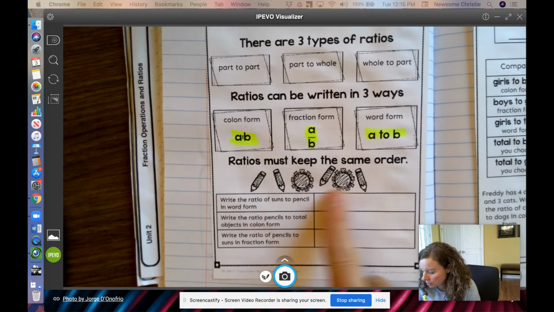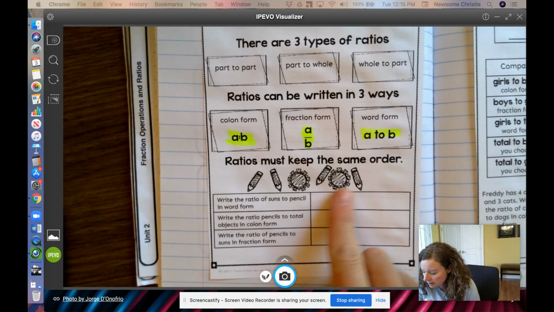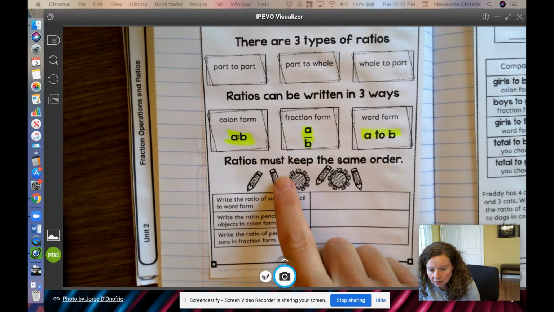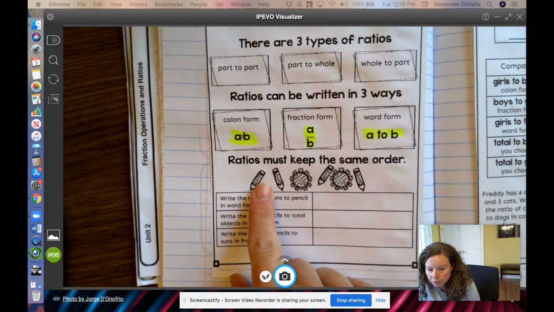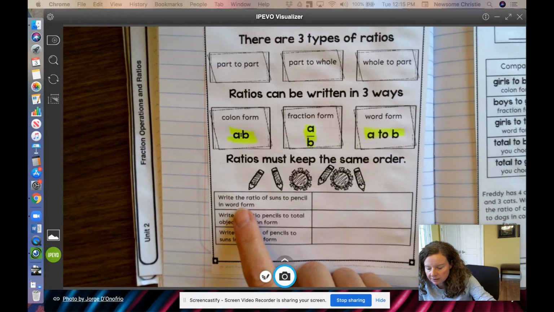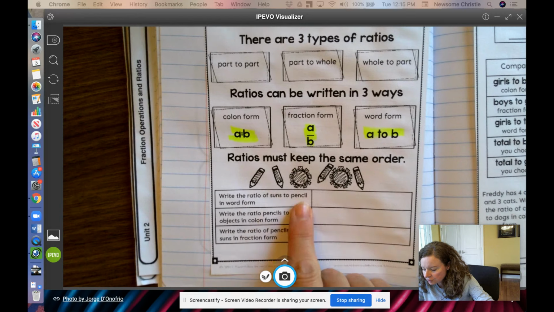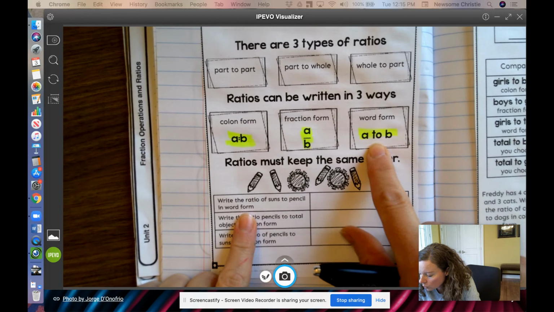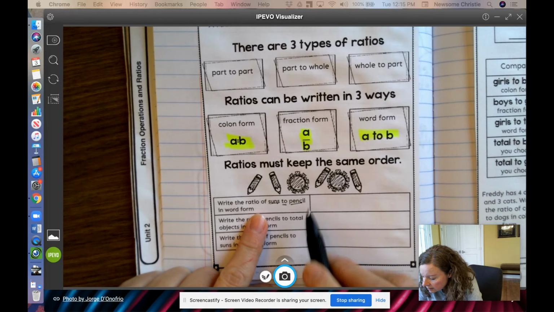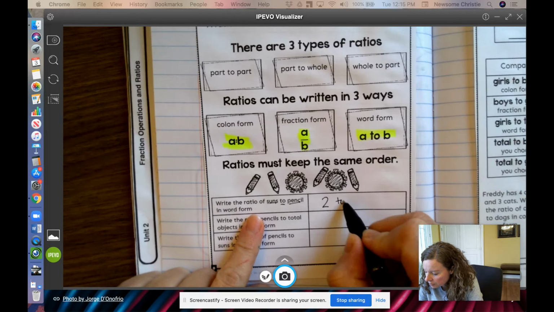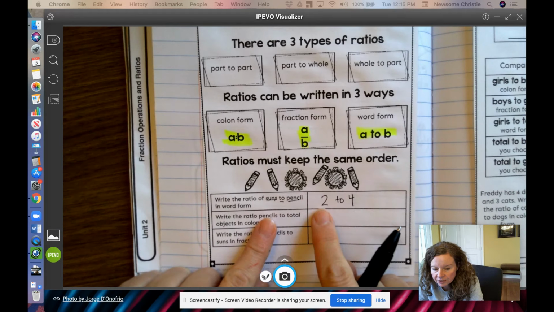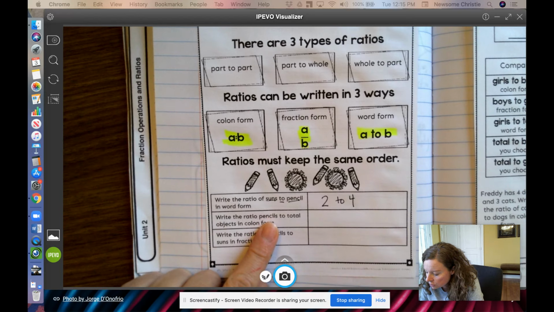So let's take a look at these pencils and sunshines here. You'll notice that we have 1, 2, 3, 4, 5, 6 total objects, and we have 2 suns and 4 pencils. So we're going to try to write the ratio for these comparisons here and see if this makes sense to you. So it says write the ratio of suns to pencils in word form. So word form uses that little word to. We have to make sure we're going in the right order. Suns to pencils. So there are 2 suns to 1, 2, 3, 4 pencils. So we say the ratio of suns to pencils is 2 to 4. And that's the word form.